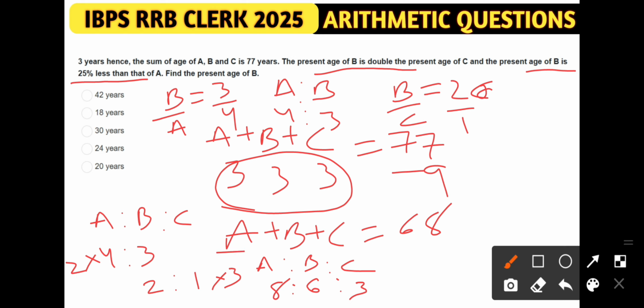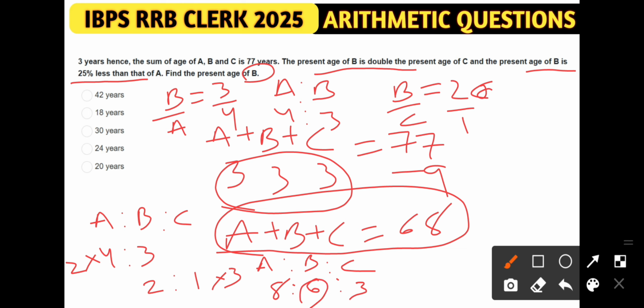We have the total present age of A plus B plus C. What we need to find is the present age of B. B is 6 parts. We need to find the 6 parts value. We have 8 plus 6 plus 3, which will be 17 parts. 17 parts value will be 68, means 1 part value will be 4. So 6 into 4, which will be 24, is the answer. Option D is the answer for this question.